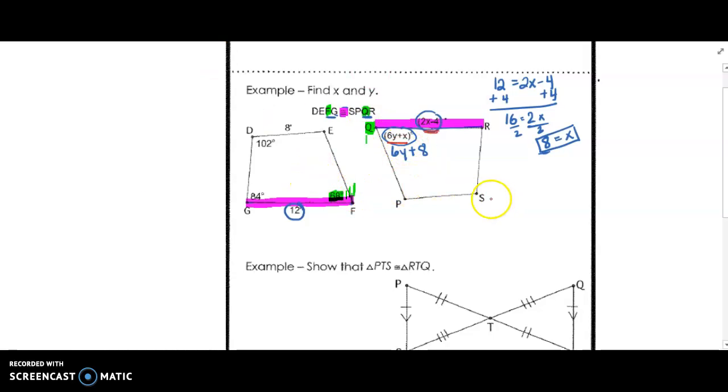them equal. So I can say that angle Q, which is 6y plus 8, that's going to equal angle F, which is 68, minus 8, so 6y equals 60. My y then is 10. So there's how you would solve your x and your y.